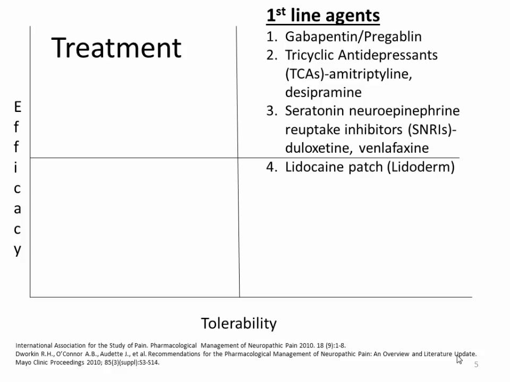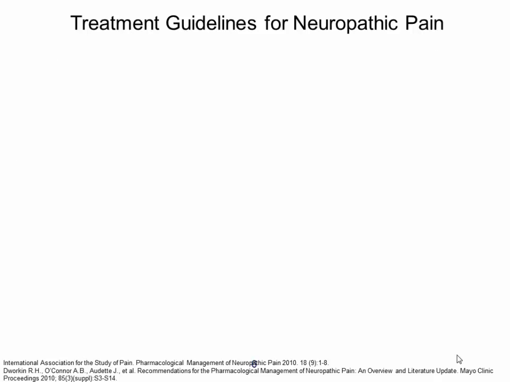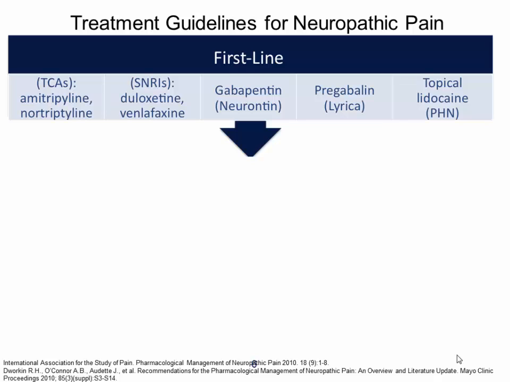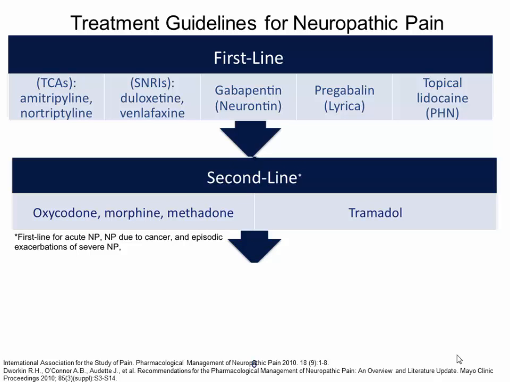Now, although the lidocaine patch is just a topical agent, and it's probably not as effective as the first three agents, it is very tolerable and it does fit into the category of first-line agents. So again, as a review, your first-line agents are your TCAs, your SNRIs, your gabapentin, pregabalin, and then your topical lidocaine. Your second-line agents are oxycodone, morphine, methadone, and tramadol.